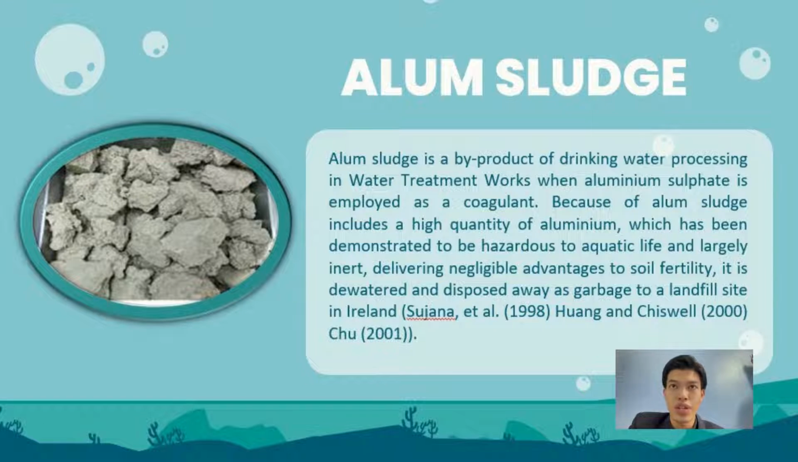What is alum sludge? Alum sludge is a byproduct when aluminium sulfate is employed as a coagulant. Because alum sludge has a high quantity of aluminium, it is hazardous to aquatic life and has negligible advantage for soil fertilization. So it must be dewatered and disposed to the landfill.